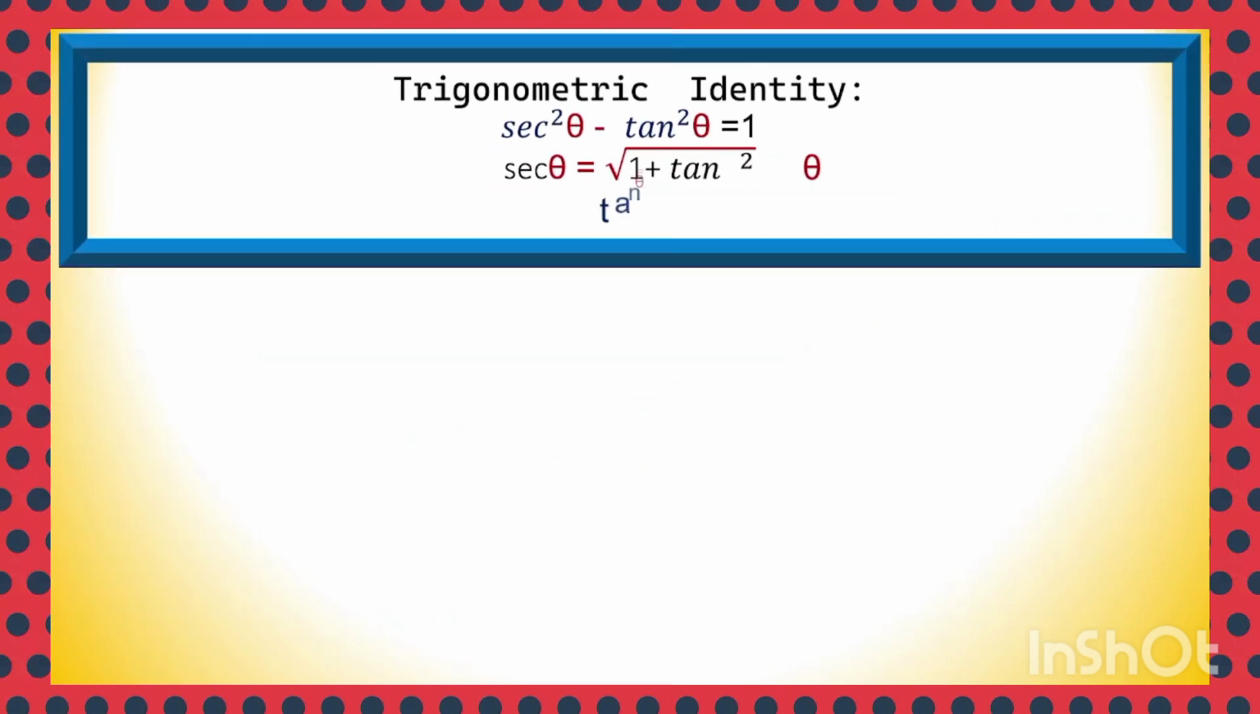Sec square theta minus tan square theta is equal to 1. So we can write sec theta in terms of tan theta and tan theta in terms of sec theta. Sec theta is equal to square root of 1 plus tan square theta. Tan theta is equal to square root of sec square theta minus 1.